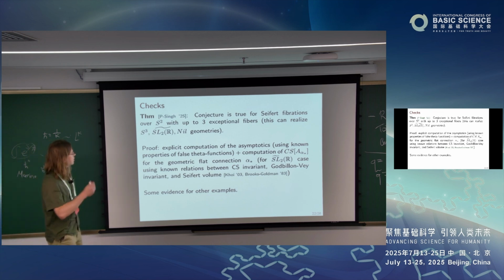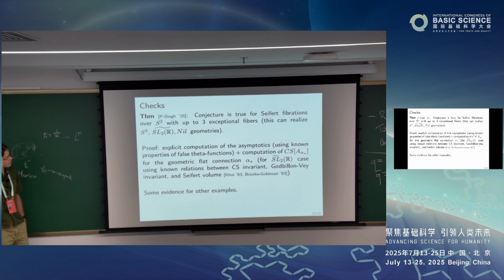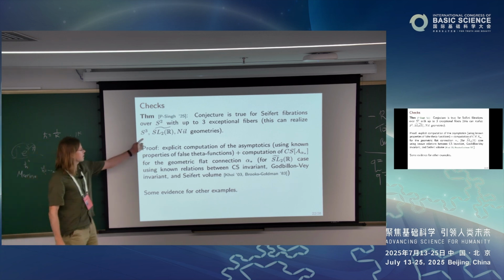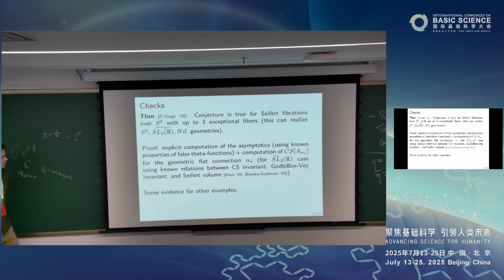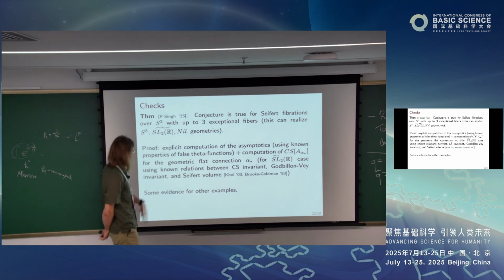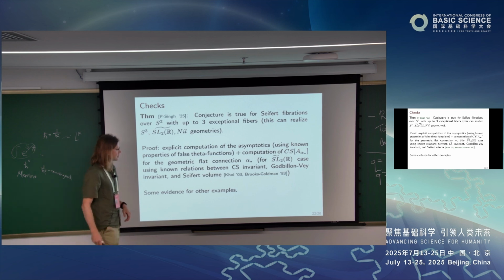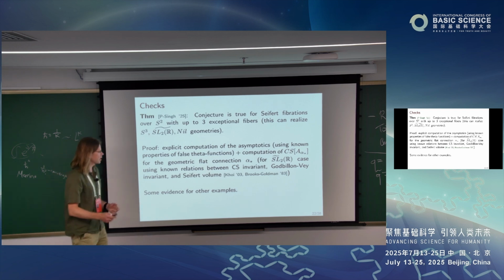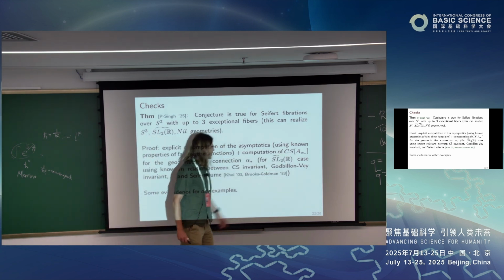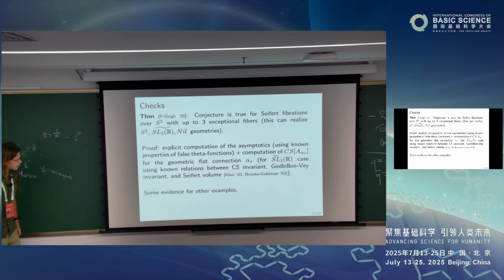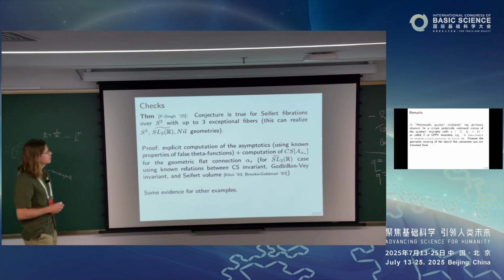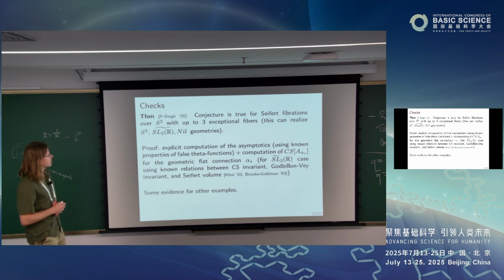And then we have a theorem that the conjecture is true for fibrations over S2 with up to 3 exceptional fibers. This can realize these 3 different geometries. The proof is basically by explicit computation of the asymptotic expansion for generic roots of unity. And there are some independent computations of these values of the Chern-Simons function for the geometric flat connection. For this SL2R case, one can find the results in the literature, and a combination of these results gives you this value. And we have some evidence in other cases. Okay, so this is the main content of my talk.